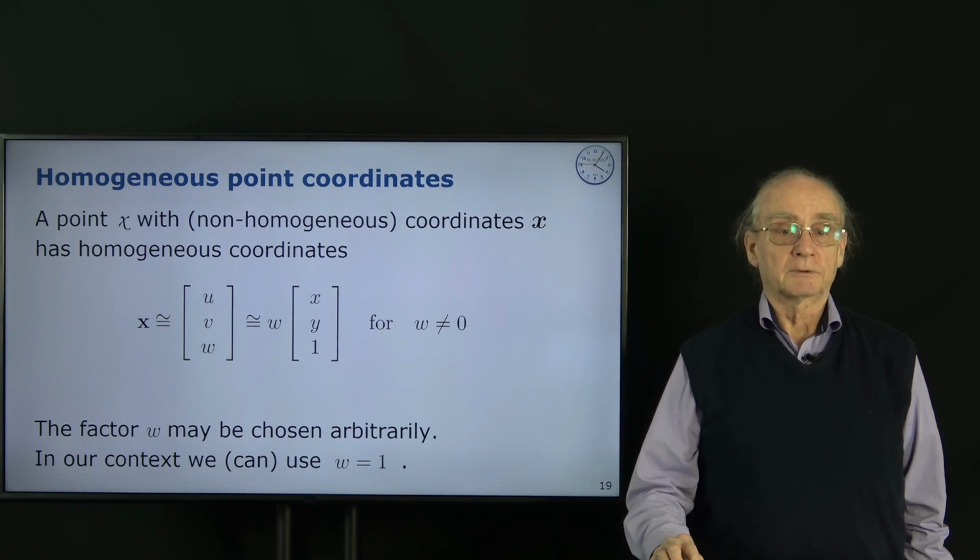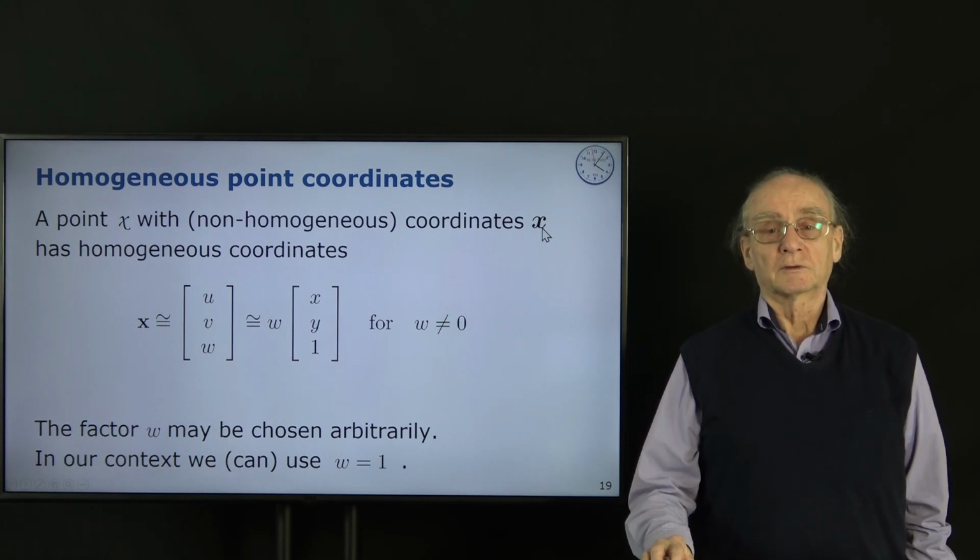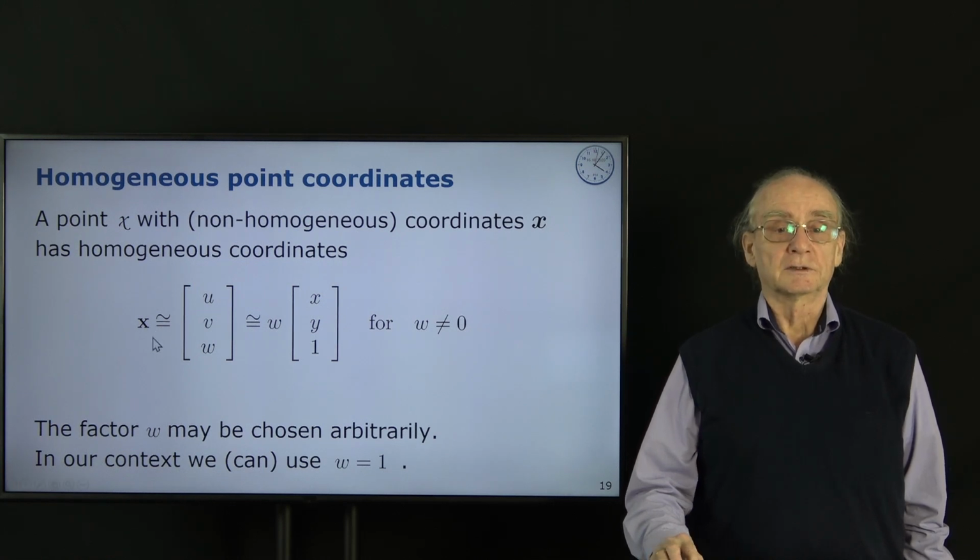So this is a homogeneous vector because it's an upright, bold-faced vector, in contrast to this vector, which is slanted. This one contains Cartesian coordinates, or non-homogeneous coordinates, and this vector contains homogeneous coordinates. You see, the factor w can be chosen arbitrarily, except being 0.